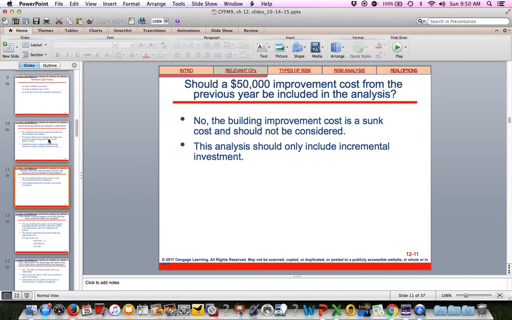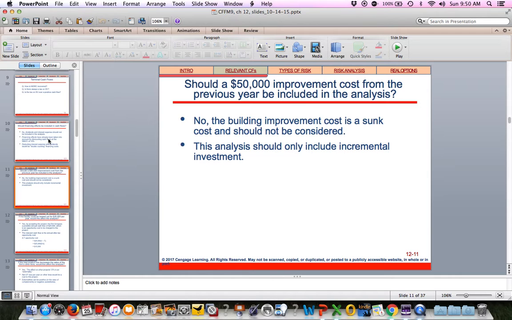Should a $50,000 improvement cost from the previous year be included in the analysis? And so the question has to come into play too about what a relevant cost is and what kind of cash flows I include in an analysis. Okay.